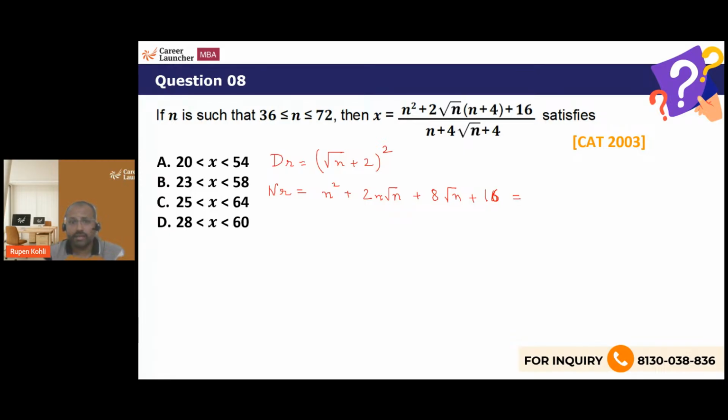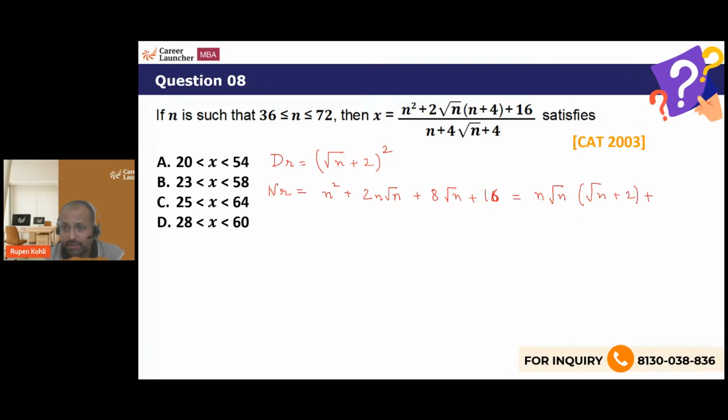Means taking something common from here and then here. So you can see that is happening. If I can take n root n common from here, if I take n root n common from n square, then what I'm left with is again root n in the bracket, and this is plus 2 remains.